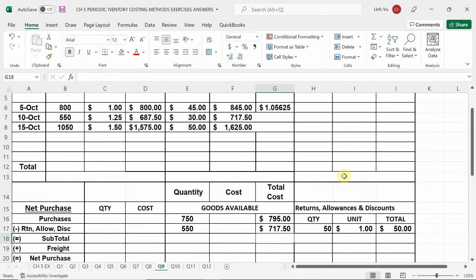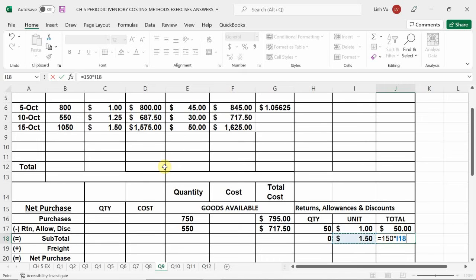So how many items did we actually return? We didn't return any, but we know that it cost me $1.50. So in this case, I need to know what is 25% of that 150 at $1.50. We want 25% of that. $56.25. So we got $56.25 back from this purchase here.